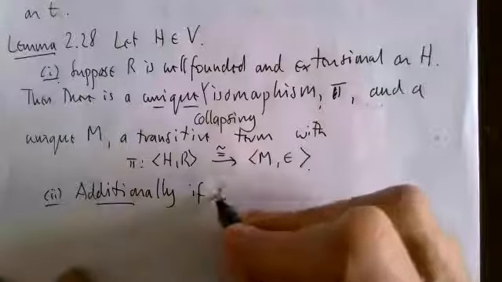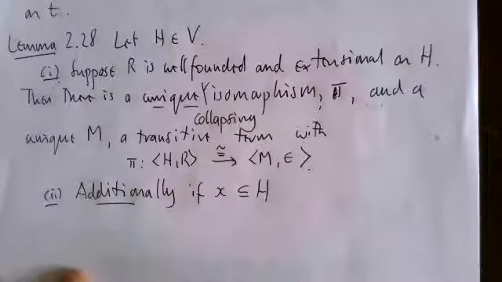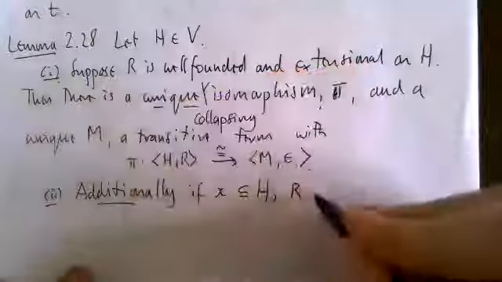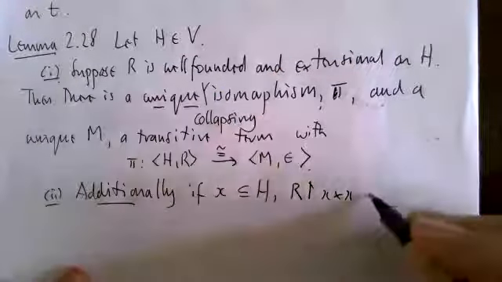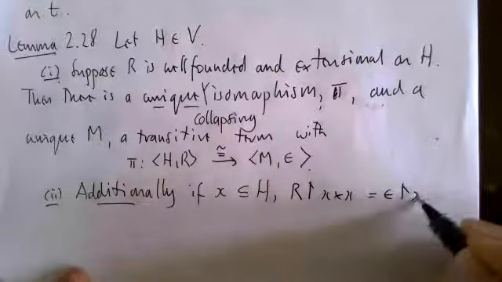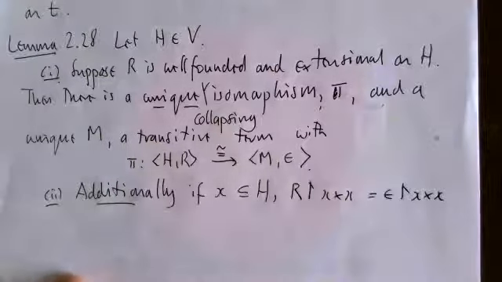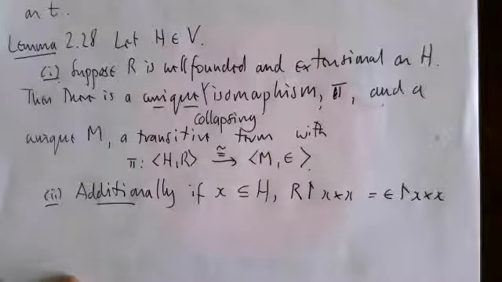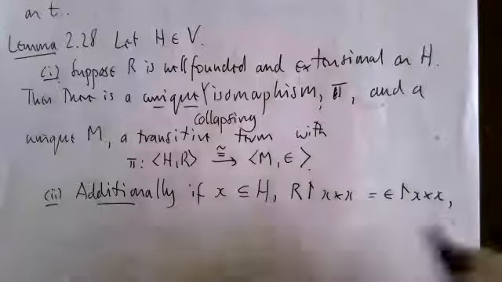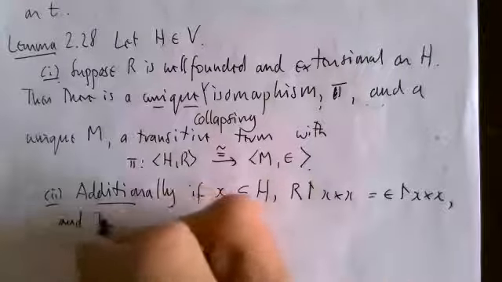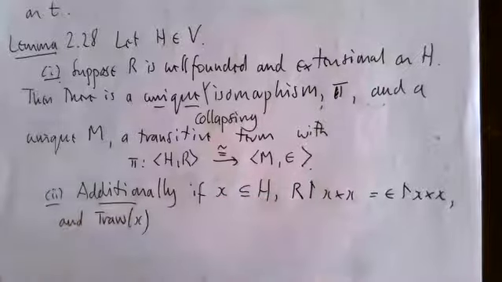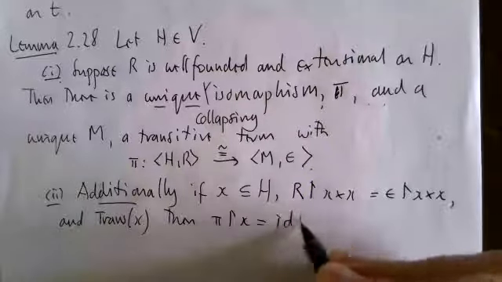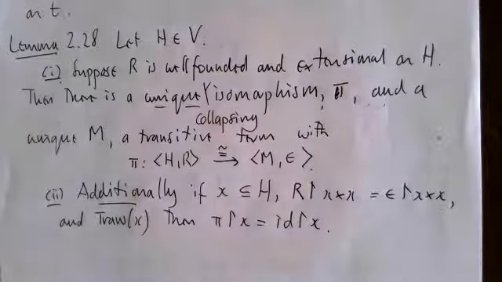Additionally, what have I got? I've got some X, which is like a subclass of H. And actually, if I look at the relation R, if I restrict that to X cross X, this is just the same as epsilon restricted to X cross X. Right? So on this little bit, R is just epsilon, agnostic as to what it is elsewhere. And X is transitive. If it's already transitive, then pi has no effect on X. It's the identity here.